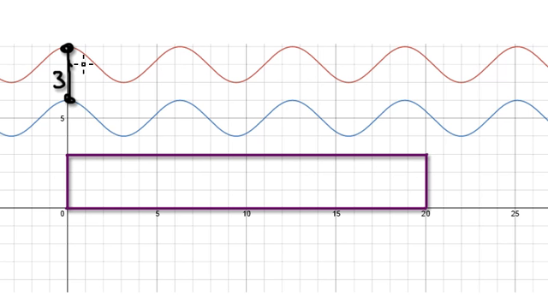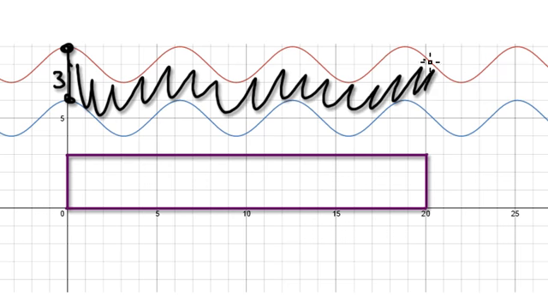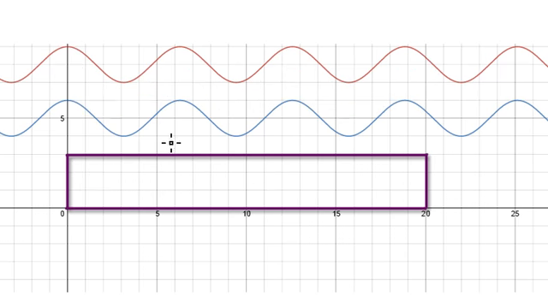Well, I would then ask you which will have the biggest area: this one here, or, don't forget this is also 3, this rectangle here. And it turns out that they're the same.